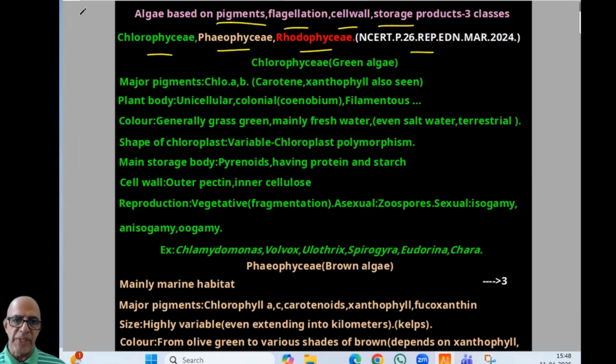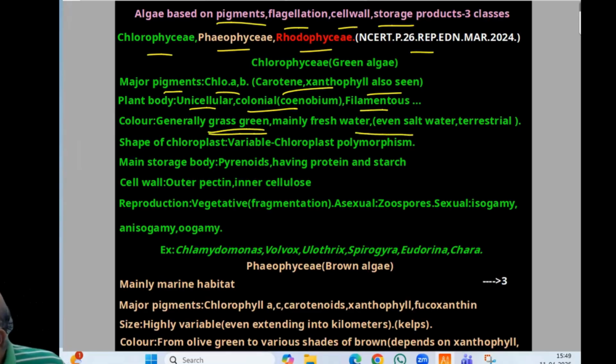Now comes Chlorophyceae, which is otherwise called green algae. What are the major features of green algae? See, major pigments include chlorophyll A and B, carotene, xanthophyll also seen. Plant body can be unicellular, colonial, coenobium, and even filamentous. Color is generally grass green, all NCERT grass green, mainly freshwater, but saltwater or terrestrial can also be found. Shape of chloroplast is variable, so chloroplast polymorphism we can efficiently see in Chlorophyceae, the different shapes of chloroplast.